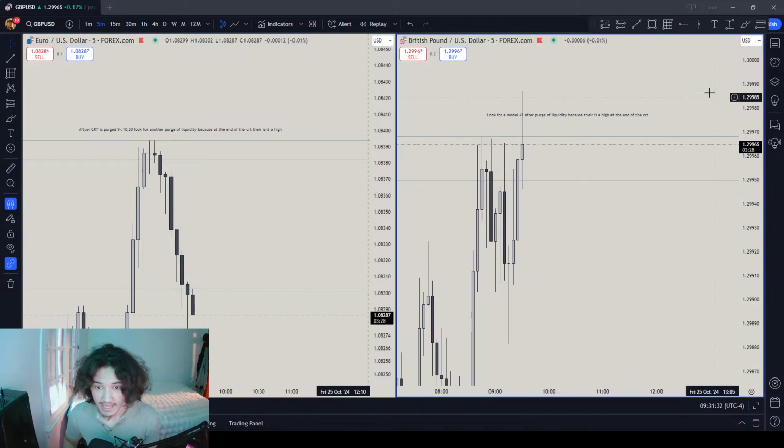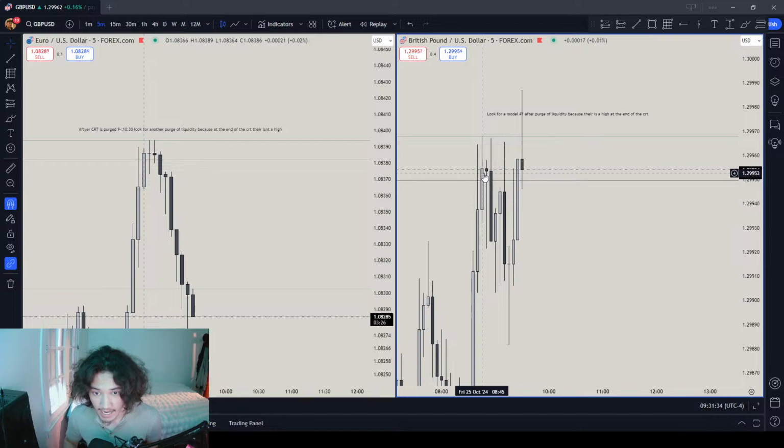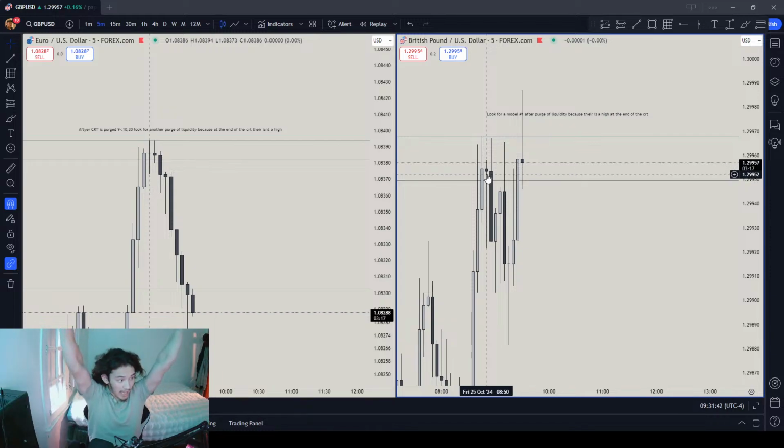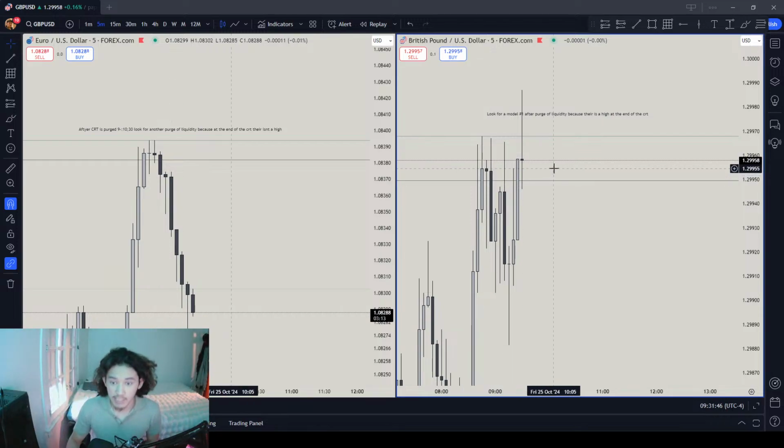So at the end of the CRT high, what do we have? A bullish, bearish, it's a bearish candle. I'm looking to take this. I don't care. Why? Because last time, what did we have? No high at the end of it. This time we have a high. So I'm looking to execute this.